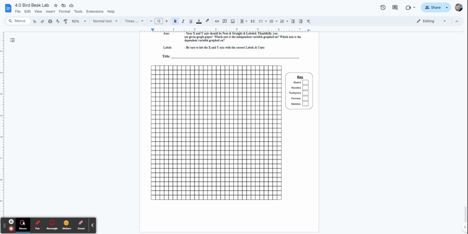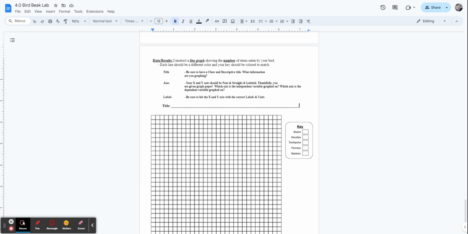I would recommend starting by making this graph. There is an example graph drawn on the board. Just make sure you guys are using a line graph. You're not making a bar graph. Use these hints up here. So make sure you have a title. I will be taking points off if you do not have a title. That your axes labels are correct.